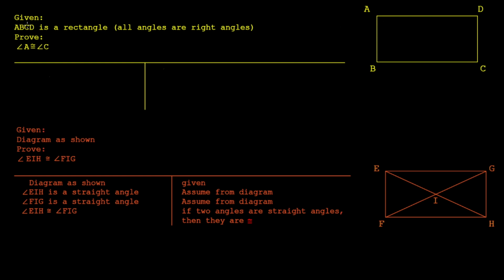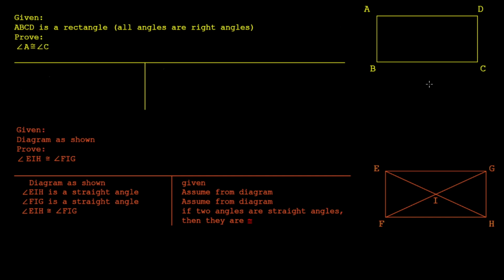For instance, ABCD is a rectangle, all angles are right angles. So angle A is a right angle, properties of a rectangle. Angle C is a right angle, properties of a rectangle. Angle A is congruent to angle C. If two angles are right angles, then they are congruent.